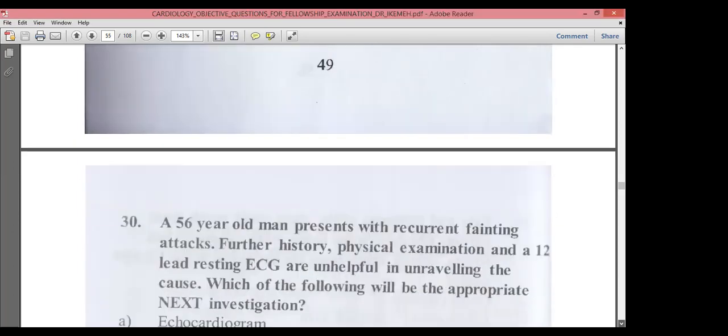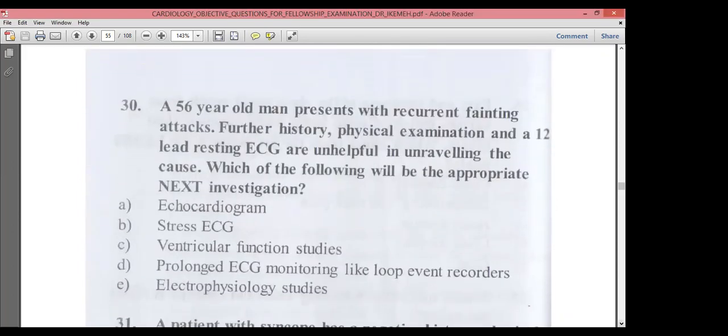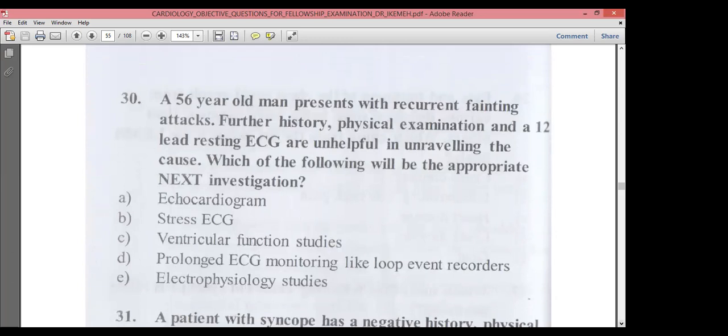A 56-year-old man presents with recurrent fainting attacks. Further history, physical examination, and a 12-lead resting ECG are helpful in unraveling the cause. Which of the following will be the appropriate next investigation? The options are echo, stress ECG, ventricular function studies, prolonged ECG monitoring like loop event recorders, and electrophysiology studies. So the answer is prolonged ECG monitoring like loop event recorder.